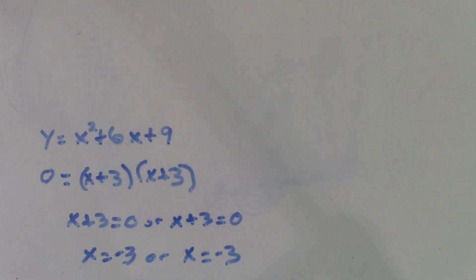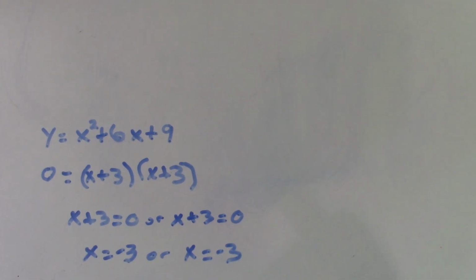So on the first problem we had 2 answers. It crossed 2 times. This problem we have 1 answer. Well, it's 2, but they're both the same number. So the graph just kind of bounces off and goes back up. Now we'll look at another example.